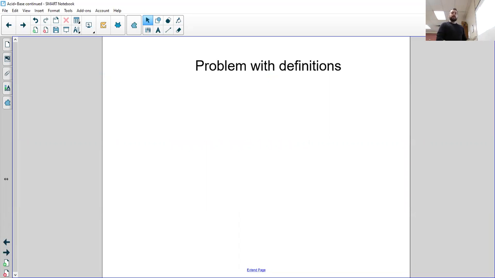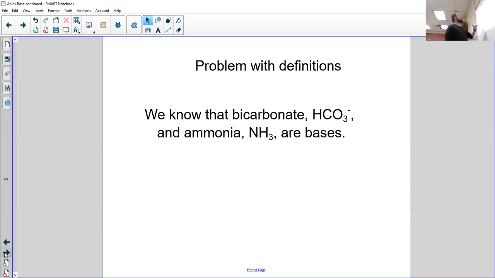Last time we talked about the Arrhenius definitions of an acid and a base. There are a couple problems with those definitions. We know that bicarbonate, HCO3-, and ammonia, NH3, are bases, but can they produce OH- hydroxide ions? No, they cannot. By definition, they are not an Arrhenius base, but we know they are bases.